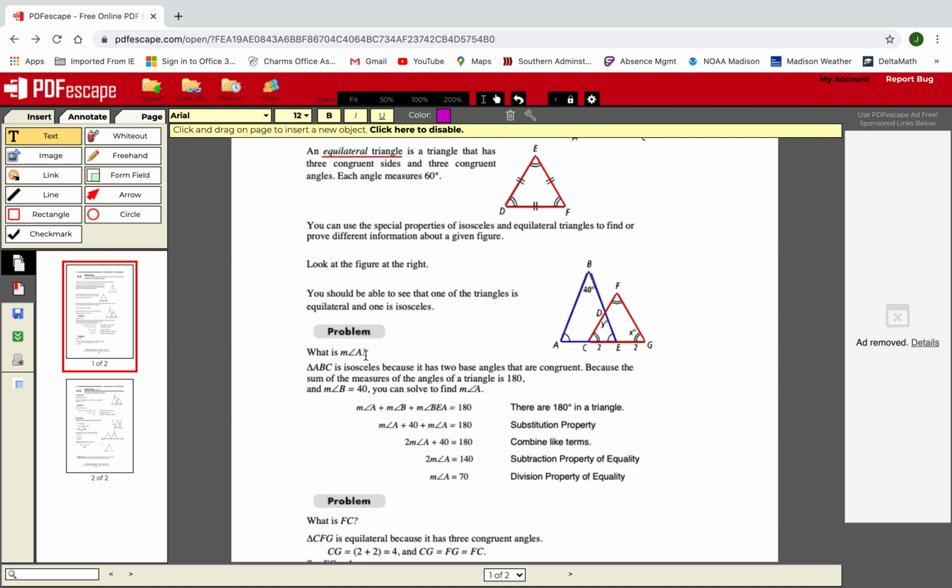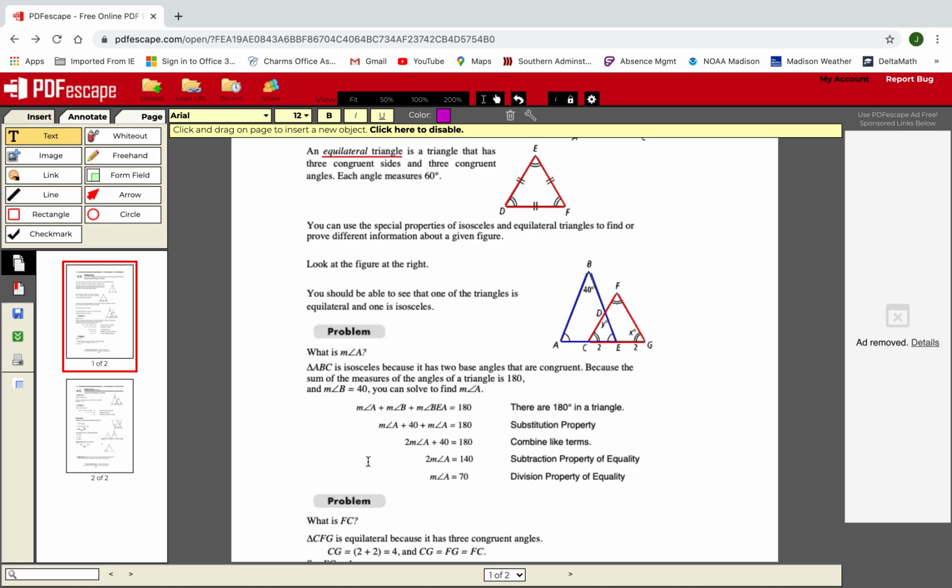This says, what is the measure of angle A? So if we're looking at this isosceles triangle, and we know that all three angles must add up to 180, and we know that angle A and angle E are congruent to each other, then we can simply add these up knowing that these are the same. We could simply call them x. We could say x plus 40 plus x equals 180.